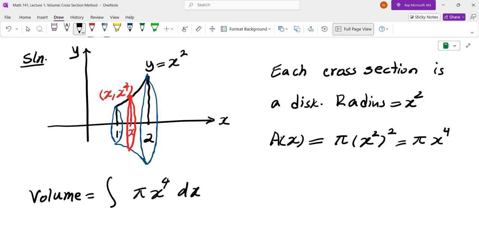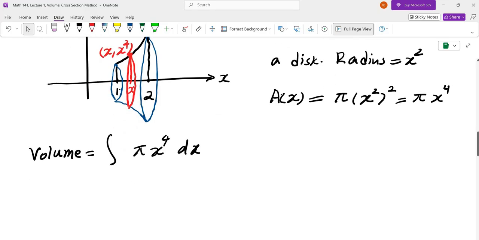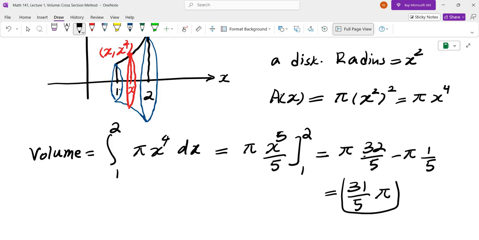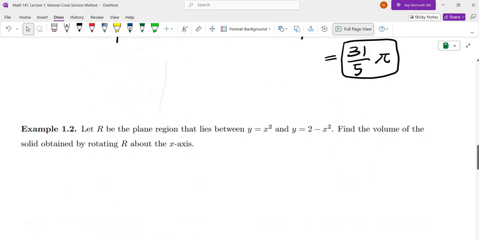And this is dx because we are looking at these cross sections that are perpendicular to the x-axis. The limits of x are 1 to 2 because that's what they gave us. And then we can go ahead and evaluate this integral. X to the power of fifth over 5 from 1 to 2. This is pi 32 over 5 minus pi 1 over 5. So 31 over 5 pi is our final answer.